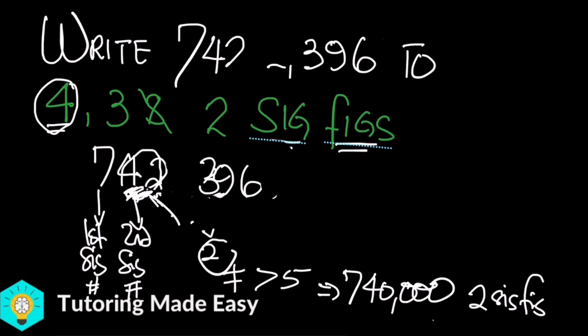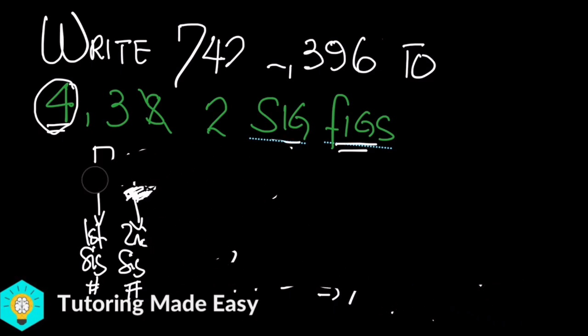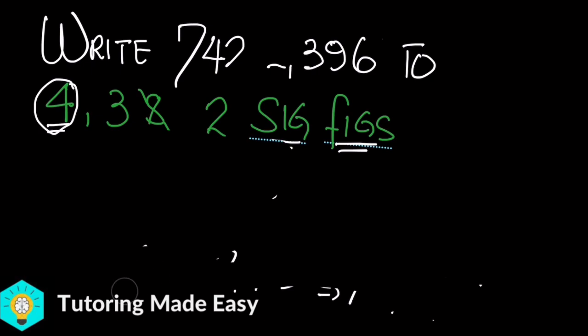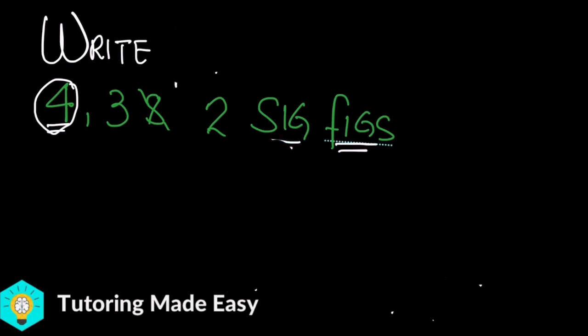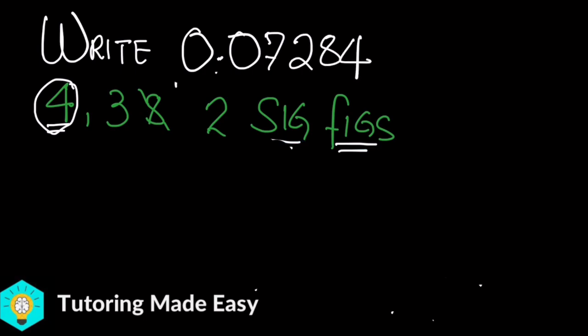This time around, we're going to look at decimal numbers to see if that can also help. Maybe the decimal number is 0.07284. And we've been asked to correct this to 4 significant figures, 3 significant figures, and 2 significant figures.